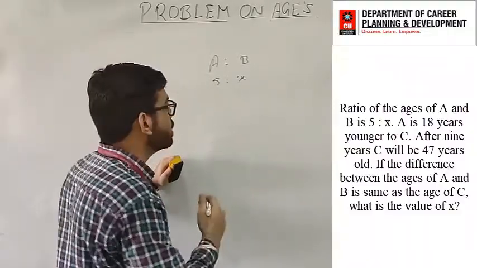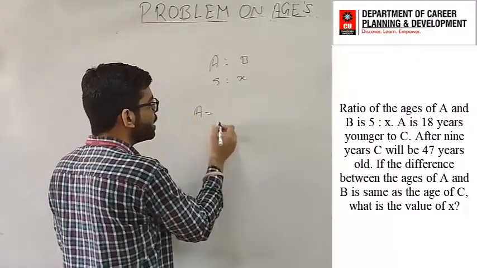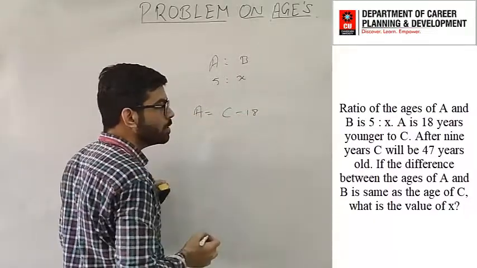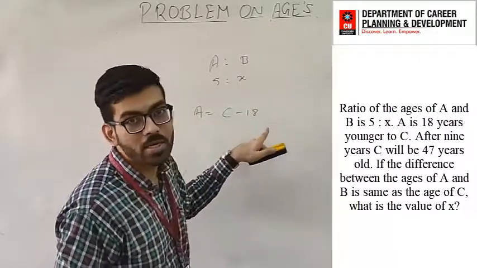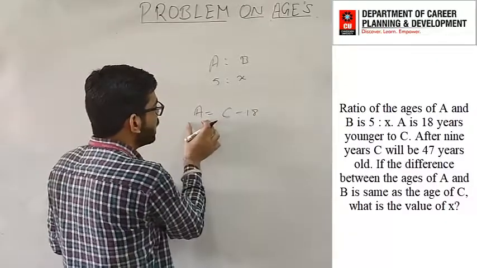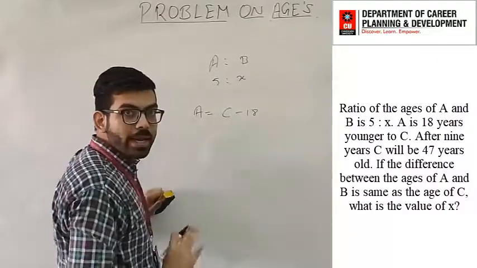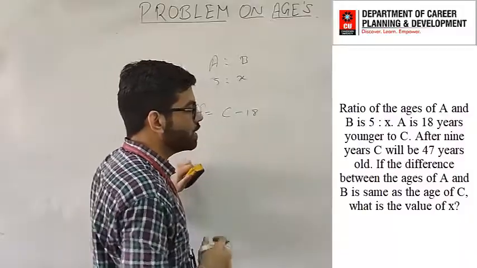A is 18 years younger to C. That means you can write it as A is equal to C minus 18, to equate the terms. Move to the next part of the question.